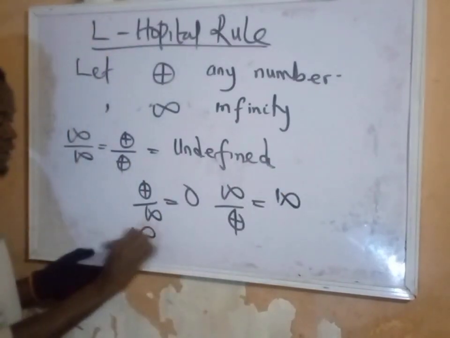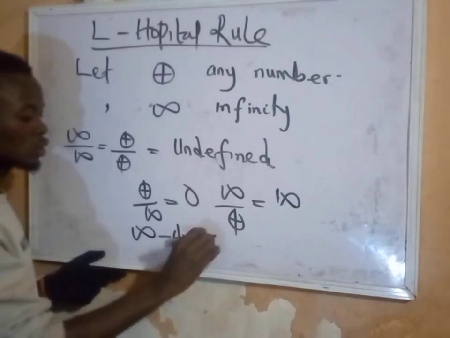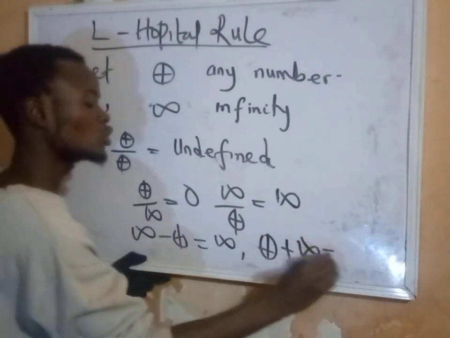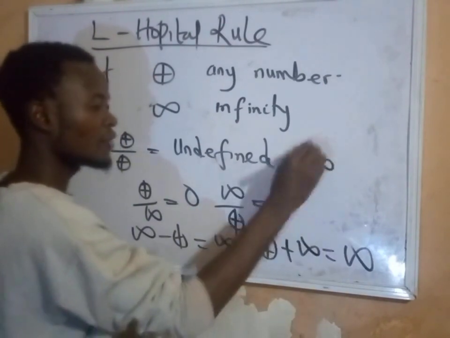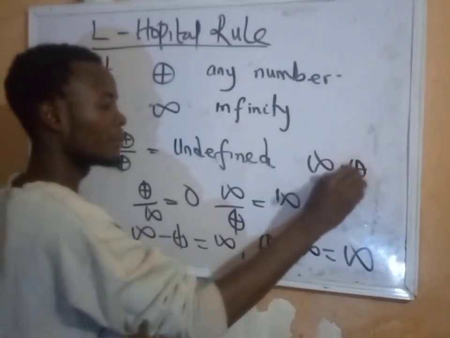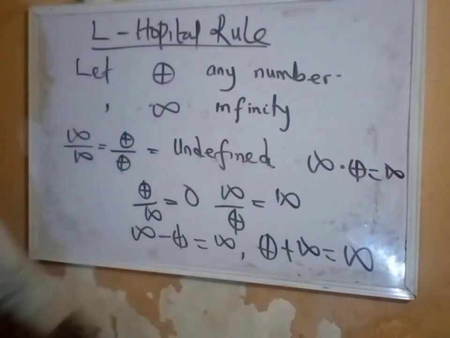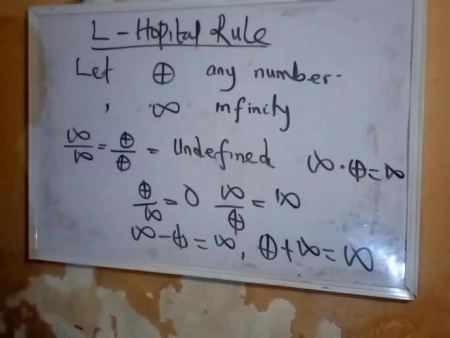If you have infinity minus any number, this equals infinity. So if you have any number plus infinity, also equals infinity. And whenever you have infinity multiplied by any number, it still goes to infinity. So let's hold all these important points because I'm going to be using them during the course.